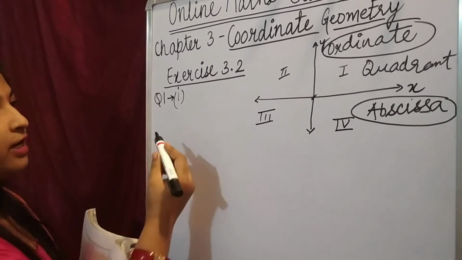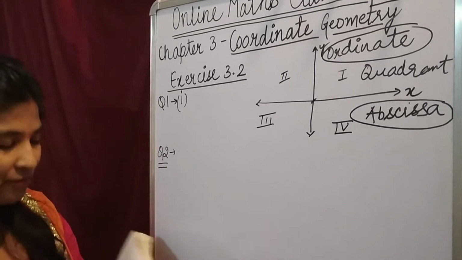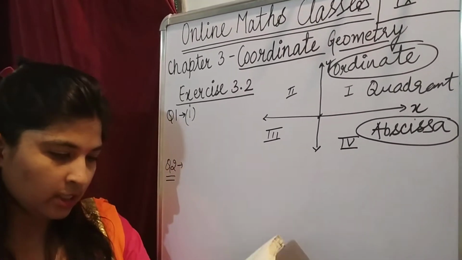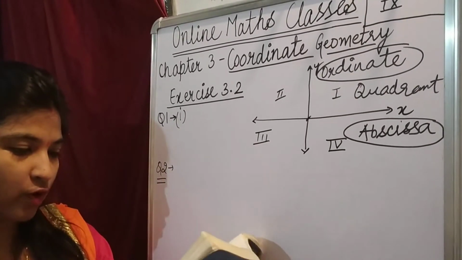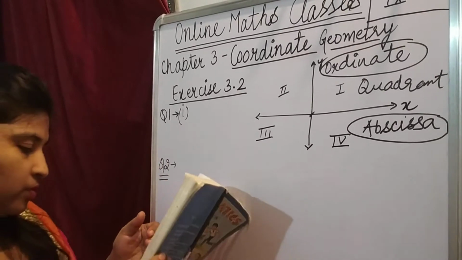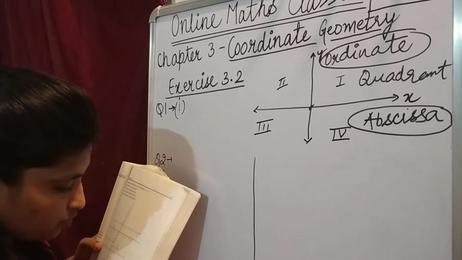Now we have to start with the second question. The second question is a little tricky, so you have to take care of it. First of all, there is a figure, so first you can see in the figure what the points are. First I'll make the figure. It will take time, but yes, I have to draw it.